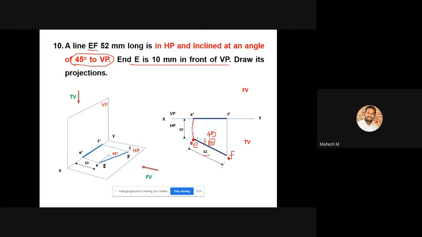So next you have to project the top view towards the reference line. Okay, so you can connect these two points. So this one is our front view. You can name it as E dash and F dash. Is it okay?